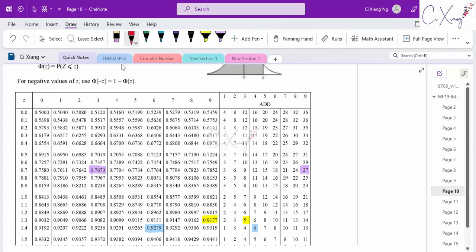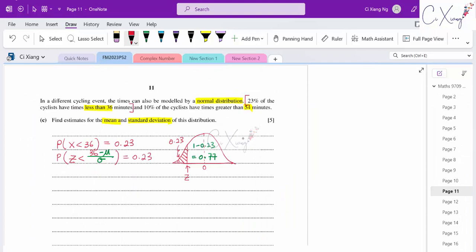To read the value of Z, you go outside, so you are having 0.739. So we should have 0.739 for the area of 0.77. Now we come back to our solution here. I know that the Z value should be 0.739, but since from the diagram that we drew here Z should be a negative value, we will have 36 minus the mean divided by the standard deviation equals negative 0.739.